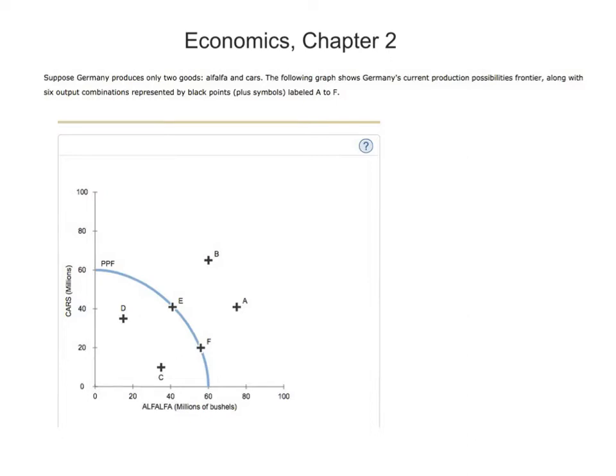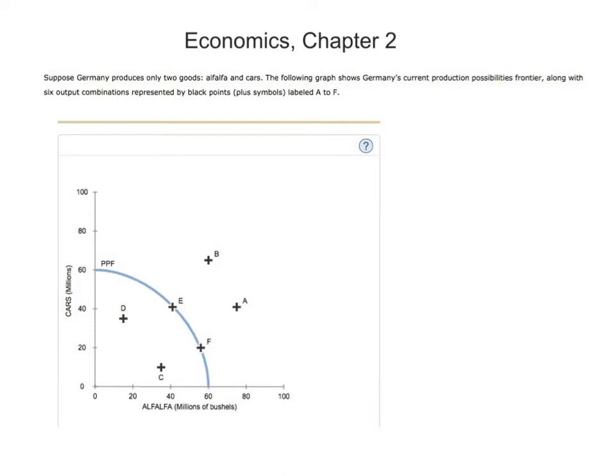What this shows is if you use your resources in this simple two-good economy, you can produce either cars or alfalfa. The bowed-out shape of the curve demonstrates increasing opportunity cost. So it tells us that as an economy shifts from cars to alfalfa, they first take the resources that are very good at producing alfalfa and not so hot at producing cars and shift those over to alfalfa. So they don't give up very many cars, they get quite a lot of alfalfa for that.